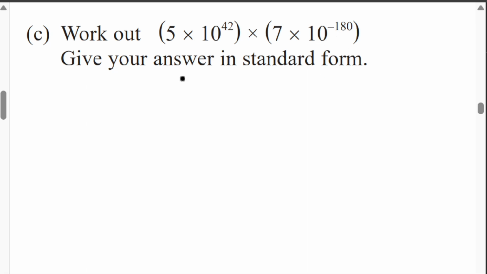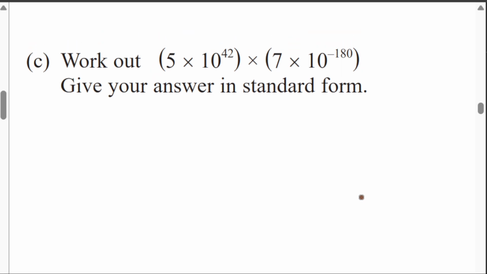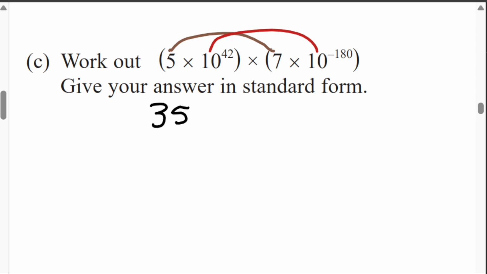The last part, work out 5 times 10 to the power of 42 times 7 times 10 to the power of negative 180. Give your answer in standard form. This is a nice question. Many students lose these marks while it's just a piece of cake. So follow me. We will multiply the integers, so 5 times 7 is 35. Then, for the powers of 10, if you have the same base and it's multiplication, you add the indices. So it's 42 plus negative 180.